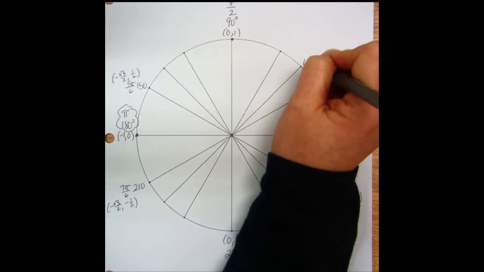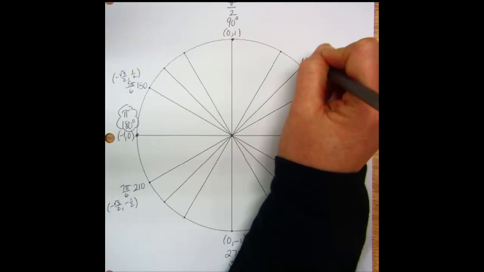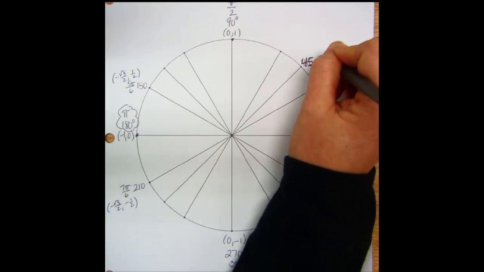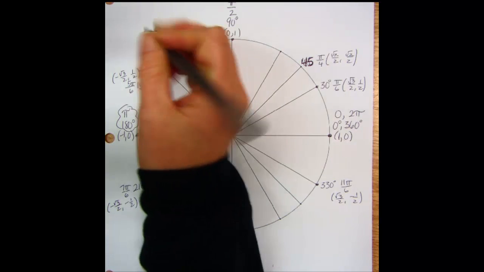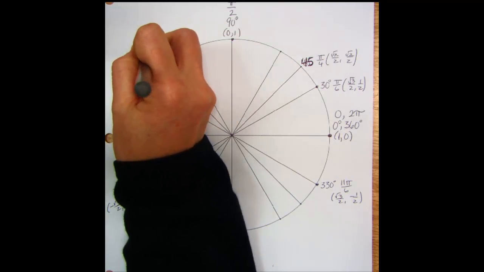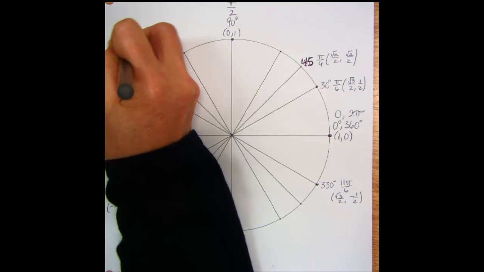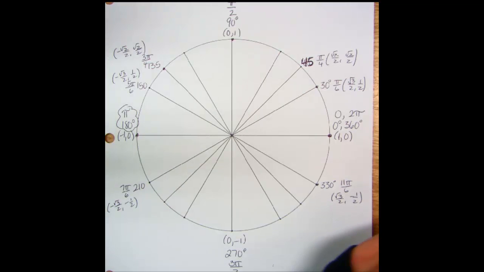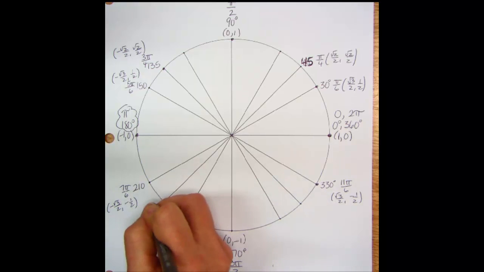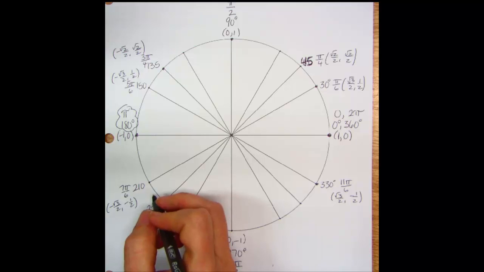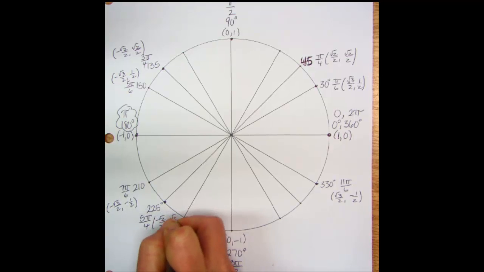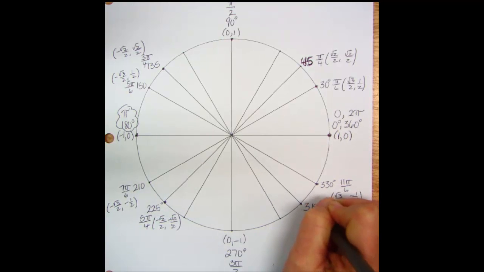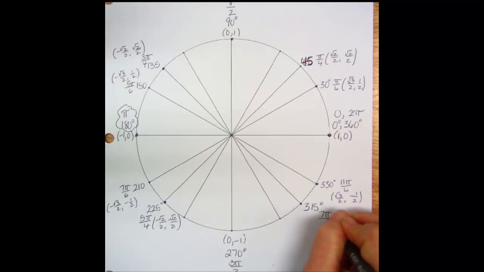45 family. Pi over 4 radians, (root 2 over 2, root 2 over 2). 135, 3 pi over 4 radians, (negative root 2 over 2, root 2 over 2). 225 degrees, 5 pi 4ths radians, (negative root 2 over 2, negative root 2 over 2). 315 degrees, 7 pi 4ths radians, (root 2 over 2, negative root 2 over 2).